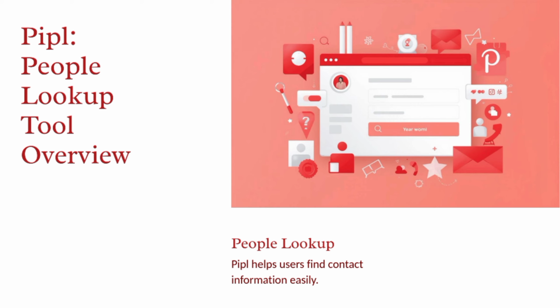People. People is a people lookup tool designed to gather publicly available information about individuals. It can help verify identities, cross-check contact details, or confirm whether a profile appears legitimate. However, always use such tools ethically and respect privacy laws in your region.